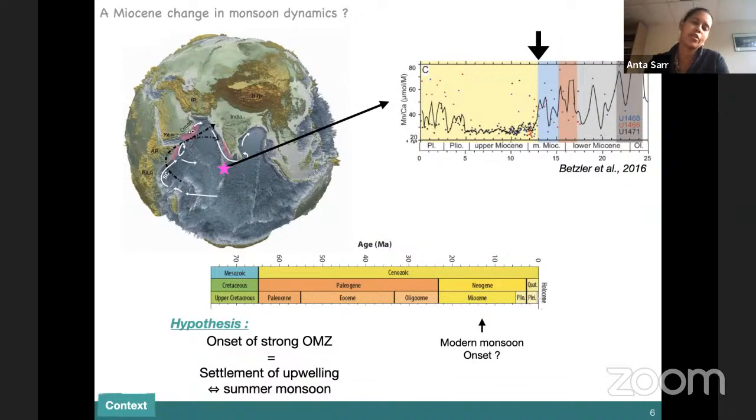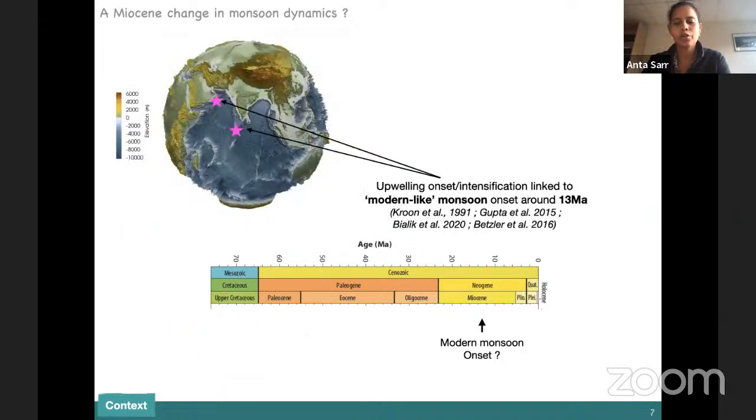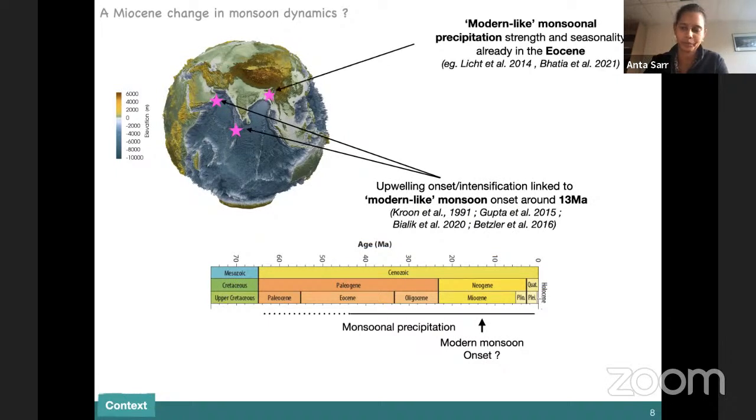The same indicator has also been used along the Oman margin, in this paper from Bialik 2020, but I will not show it here. All those records, so biogeochemistry records, in addition to records based on current indicators, are interpreted as a modern-like monsoon starting somewhere during the Miocene, like around 30 million years ago. And by modern monsoon, most of the authors from all those oceanographic publications specify that they refer to a monsoon with a modern atmospheric circulation pattern at least.